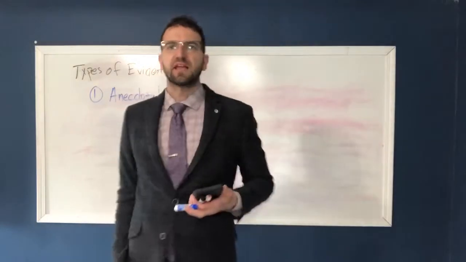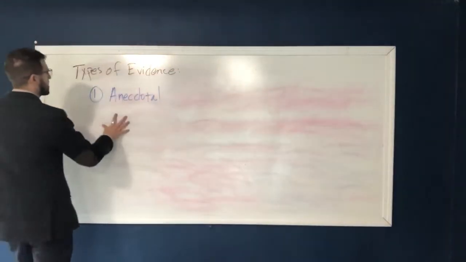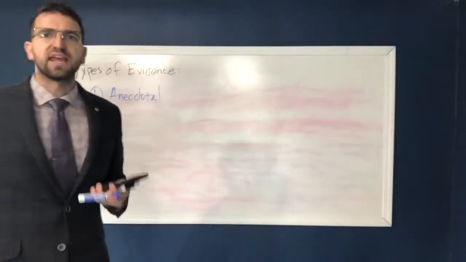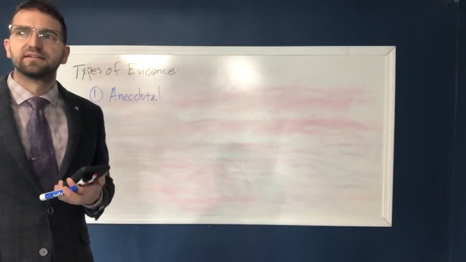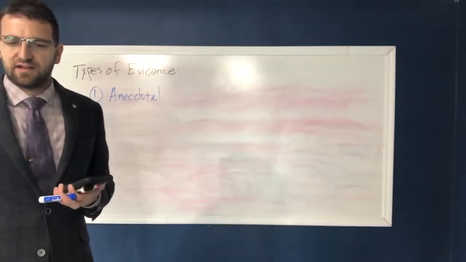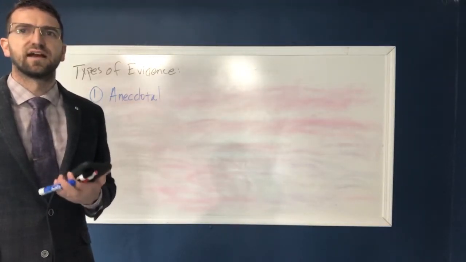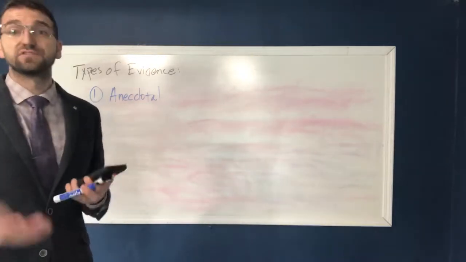Okay, let's talk about the weakest form of evidence. The weakest form of evidence is called anecdotal evidence. What is anecdotal evidence? It's like storytelling, right? You know, when you have a cold, you should drink a lot of orange juice because that's gonna help you. Maybe that's what one of your friends tells you.